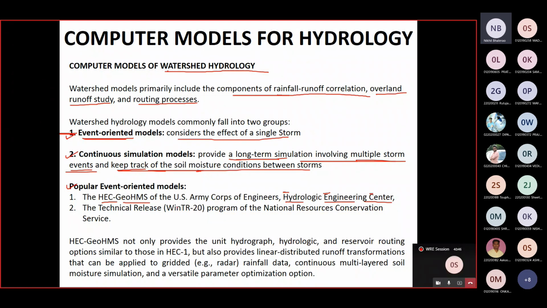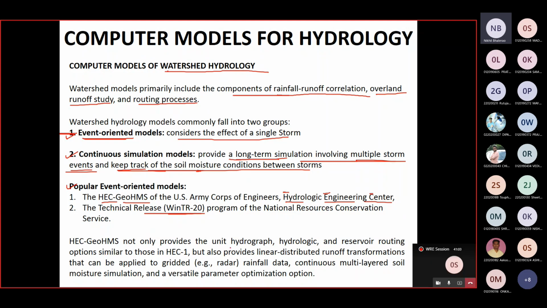Then there is a technical release software which is called the WinTR20 program. This is done by the NRCS, that is the Natural Resources Conservation Service. So this HEC GeoHMS, which is developed by the US Army Corps of Engineers.